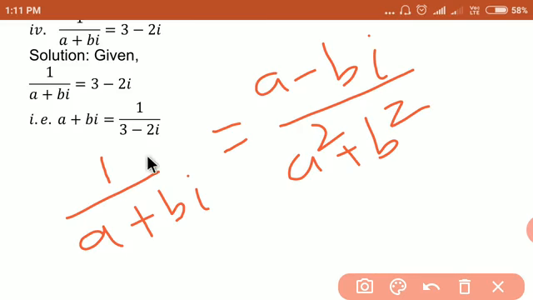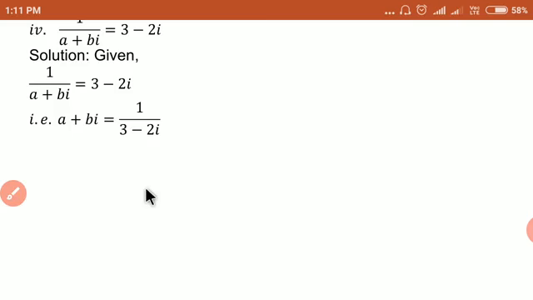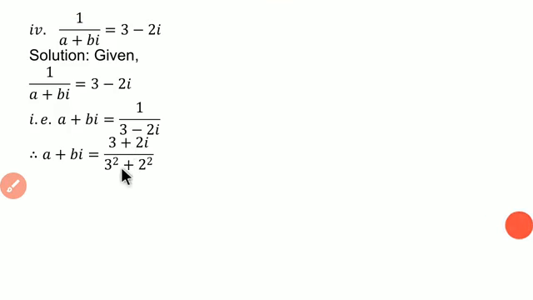That means when we take the reciprocal, here 1 upon a plus bi is equal to the complex conjugate of the complex number a plus bi, means conjugate of a plus bi is a minus bi, divided by square of real part plus square of imaginary part. So using this property, the value of 1 upon 3 minus 2i is 3 plus 2i upon 3 square plus 2 square. Using this property we get a plus bi is equal to 3 plus 2i divided by 3 square plus 2 square.